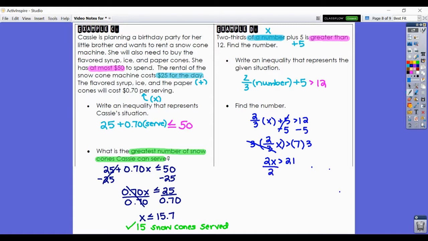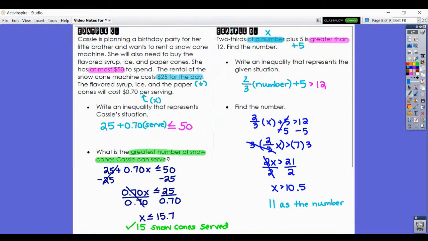From here, we go ahead and divide by 2 on each side. Now that it's 2 times x, we do the opposite, which is division. That's the opposite of multiplication there. When I divide 2 on each side, I get x is greater than 21 divided by 2, which would be 10.5. Find the number. Well, the number must be greater than 10.5. We'll round up to the nearest whole number, having 11 as the number.